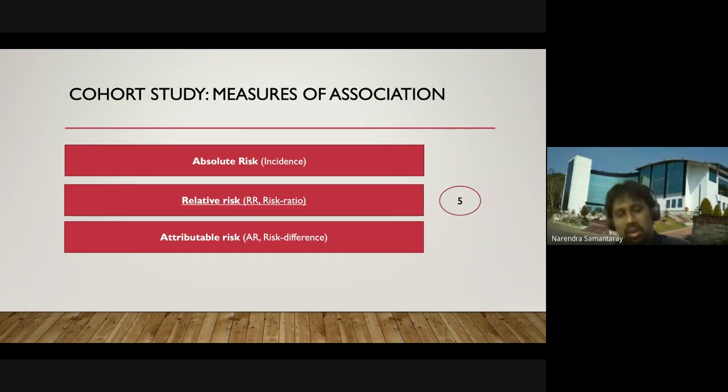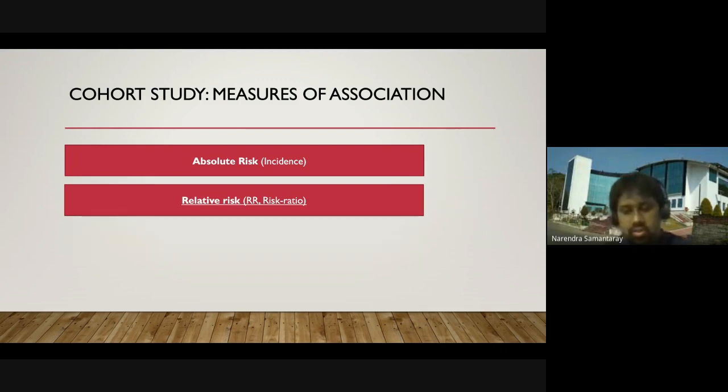This might appear a little complicated, but let's first take the first two important concepts in the attributable risk. This is known as risk difference. Why risk difference? It is the difference between the two incidences: incidence of the disease in the exposed group minus incidence of the disease in the non-exposed group. If you want to understand it, let's go back to the previous example.